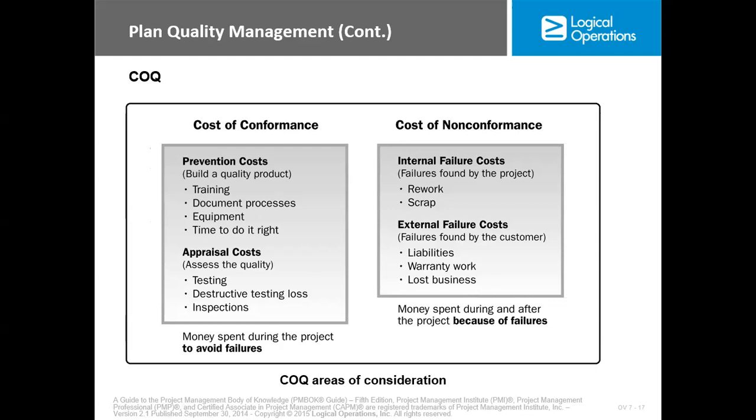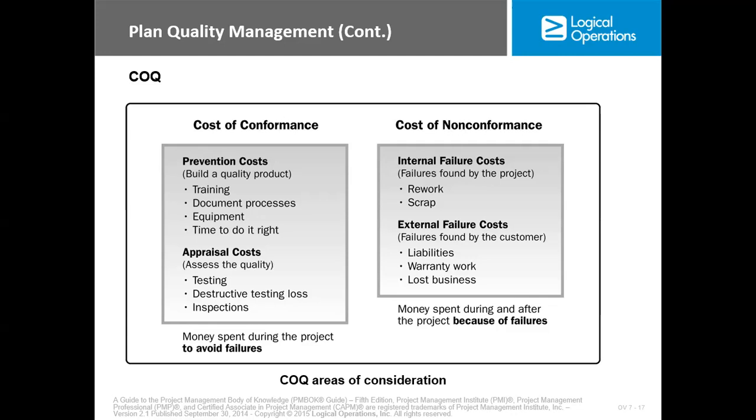Now, for cost of conformance, we look at prevention costs. When you're talking about prevention costs, you're talking about building a quality product. What it will take you to build a quality product? That includes training of your personnel, documentation processes, equipment, time to get it right. You may need to do it and do it again and do it again, or take your time to do it right.